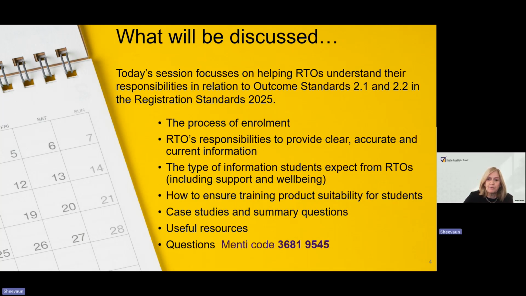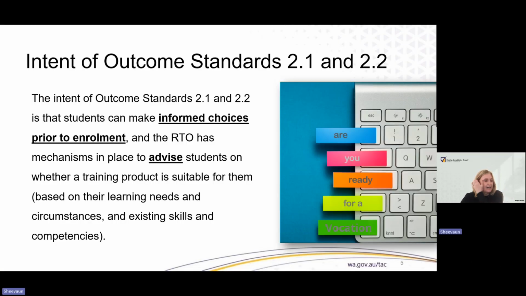So where shall we start on this journey this morning? I think the first thing is to go back and have a look at what was the actual intent of outcome standards 2.1 and 2.2 when the new standards were being developed. And really, the intent of these outcome standards is about making sure that when students enroll in courses with any RTO, it's the right course for them from the beginning, so that students can have a successful outcome when they start studying with an RTO.